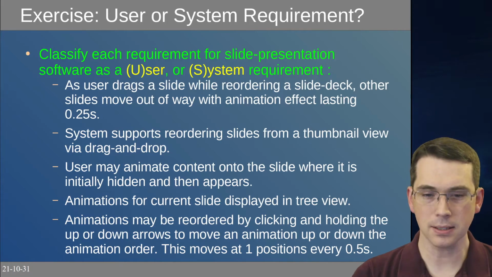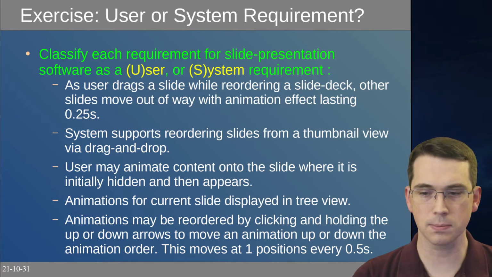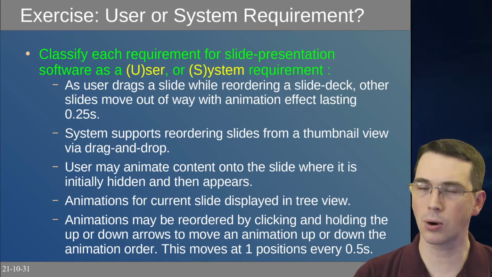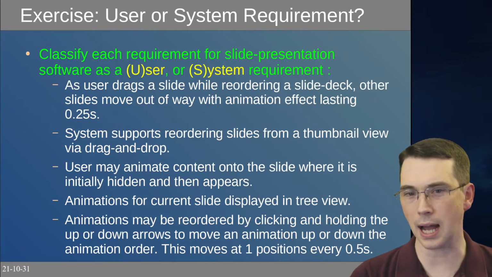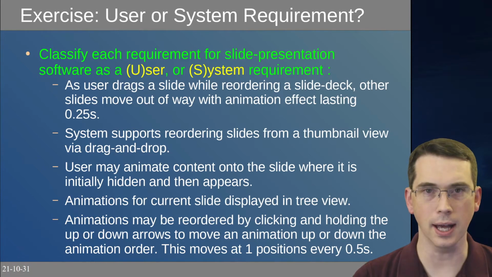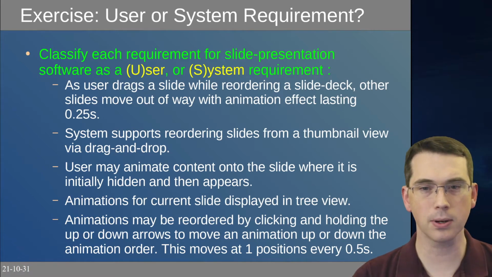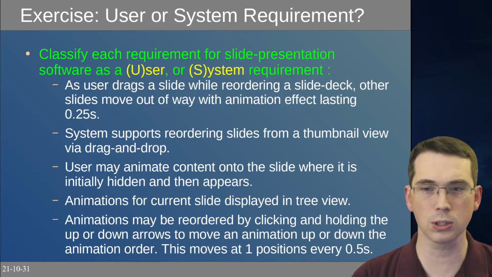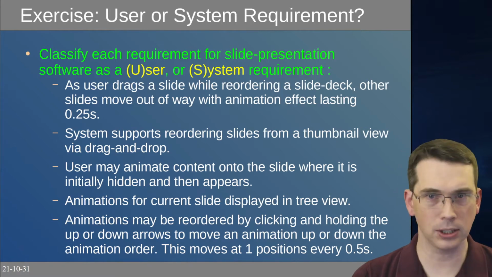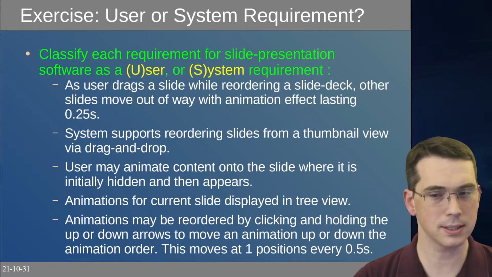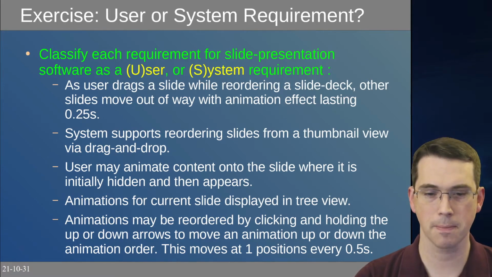Animations for the current slide are displayed in a tree view. Well, the tree view is something very programmer-like, and so I'd say the tree view there makes me think it's a system requirement. Unless my user was really up on the different ways of showing content, in which case maybe we'd talk about a user view. If you wanted to make it more specific, maybe it's a tree view showing an icon, the name of the thing that's being animated, and the animation effect. In which case, that would definitely be a system requirement.